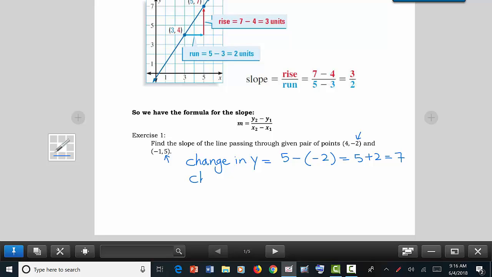Now change in x. This is the initial x. This is the final x. So change means final subtracting the initial. So it becomes negative 5. And the ratio of those two things, change in y divided by change in x, is the slope. So 7 divided by negative 5. This is the final answer. Usually we write the negative sign in between. That's why negative 7 over 5. That is the slope.